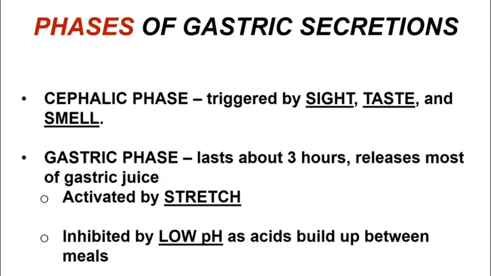And it's inhibited by low pH as acids build up between meals. What will happen is that as food is digested and moved into the small intestine, acids in the stomach will continue to be secreted, and the pH will continue to get lower and lower. That is, it will continue to become more acidic. And so that will influence a negative feedback mechanism to slow down the production of hydrochloric acid, as well as slow down the release of gastric enzymes.